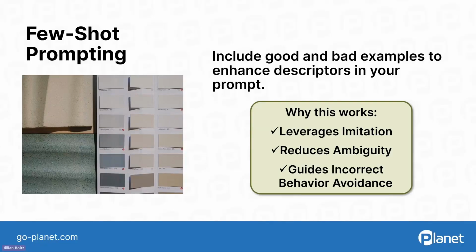It also reduces ambiguity, and adjectives alone are subjective. So concrete examples provide unambiguous guidance for AI, ensuring the output matches your specific vision. It also guides bad behavior avoidance. Including that bad example, what not to do, especially one crafted by the AI itself, helps it understand what to avoid, further refining the output quality.